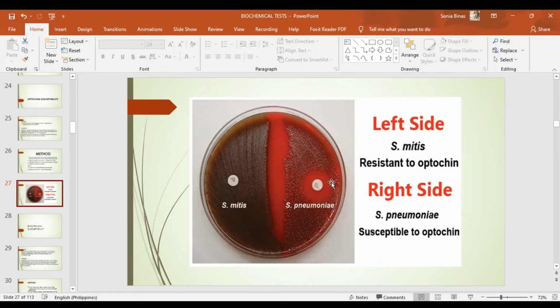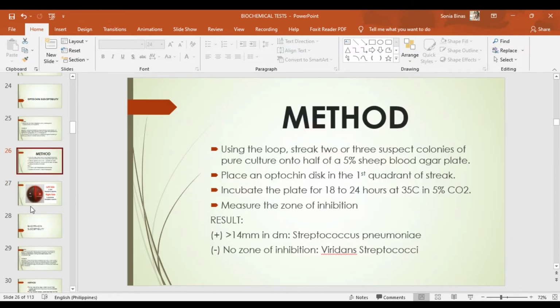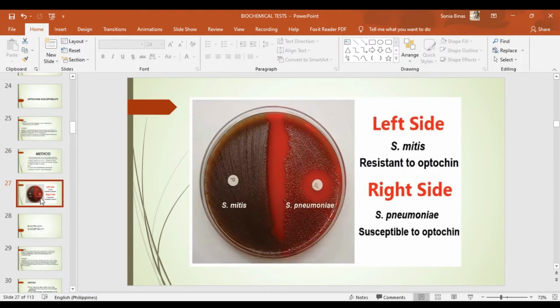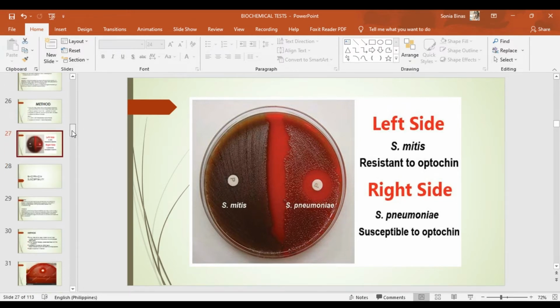Again, makikita natin, Streptococcus pneumoniae is susceptible for having greater than 14 millimeter in diameter. Makikita natin na at ang ating strep pneumo ay mayroong clear zone of inhibition around the disc. Ano po? So, susceptible siya. And then, our S. mitis is resistant. So, wala siyang zone of inhibition around the Optochin disc.